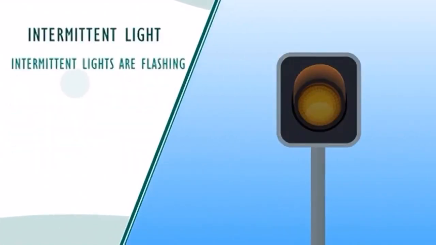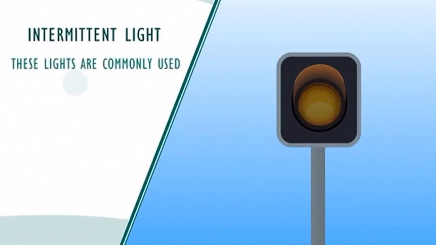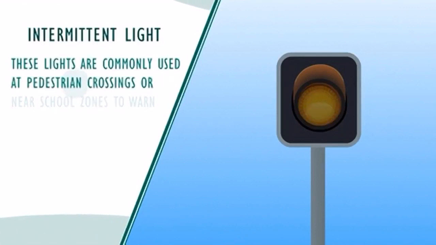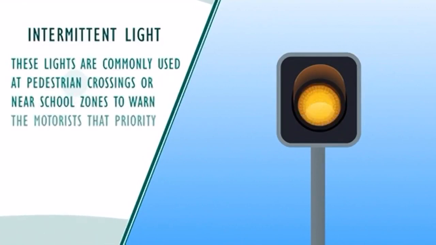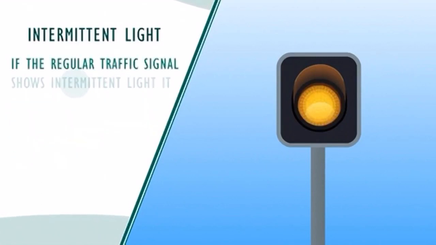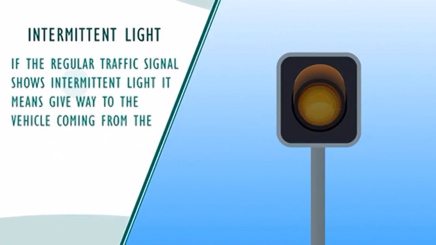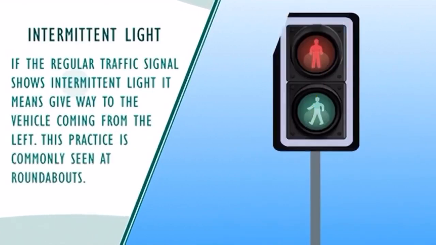Intermittent lights are flashing amber or yellow lights, fitted mostly on a single light post. These lights are commonly used at pedestrian crossings or near school zones to warn the motorists that priority shall be given to children and pedestrians. If the regular traffic signal shows an intermittent light, it means give way to the vehicle coming from the left. This practice is commonly seen at roundabouts.